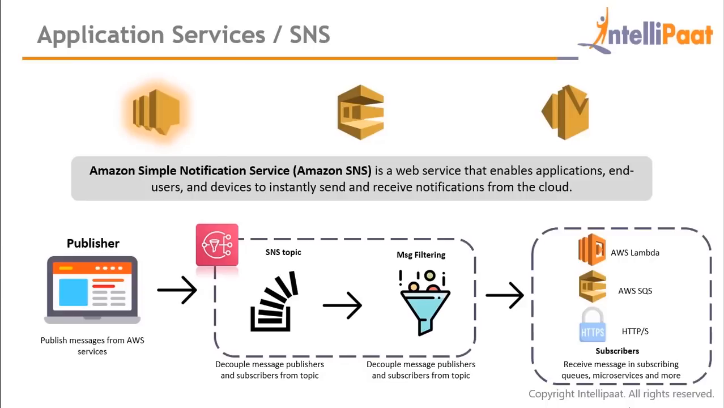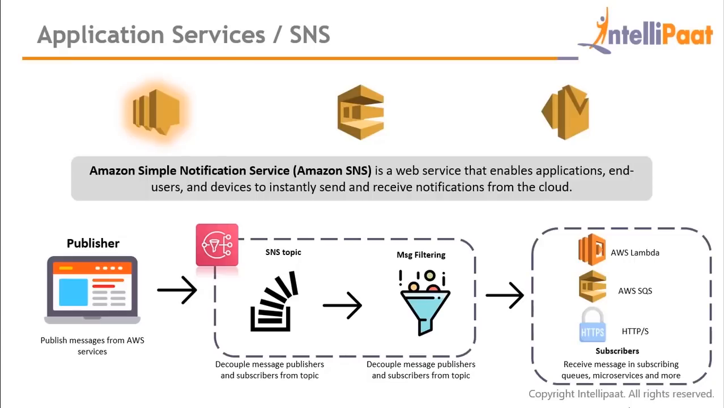The publisher sends or pushes the notification and it goes to the SNS topic and is stored there. SNS then filters the message according to the subscribers' needs. If a subscriber doesn't need or subscribe to a particular topic, they won't be sent that notification. Only the subscribers who have opted for that notification will be sent it.